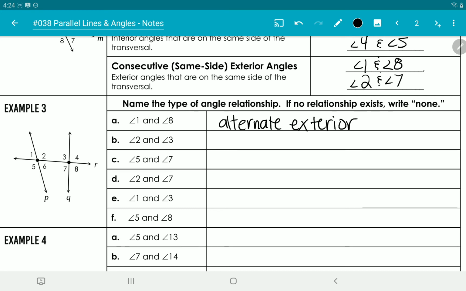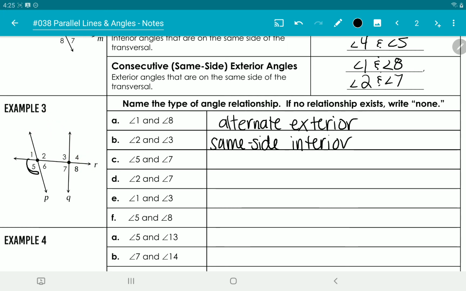So if we look at angles 2 and 3 here, first off, they are on the same side. You can see they're both on the top here. So we're going to write same side. Okay, and then you can see they're on the inside of these two lines, so they're interior. Okay, that's as easy as it gets.